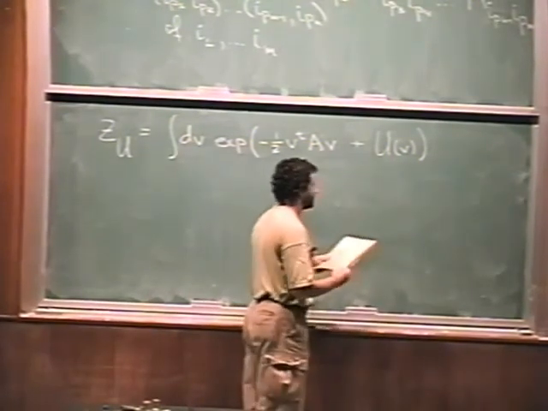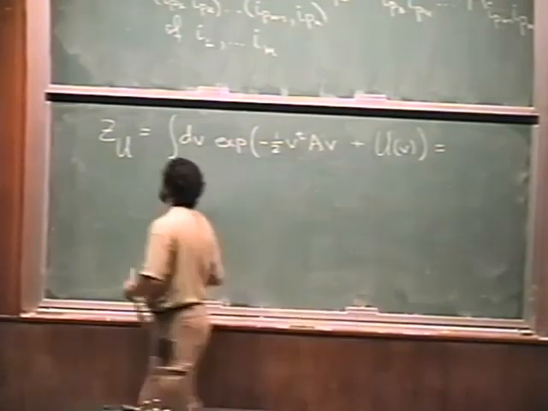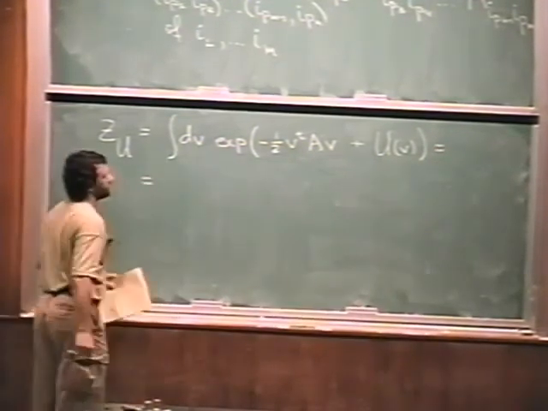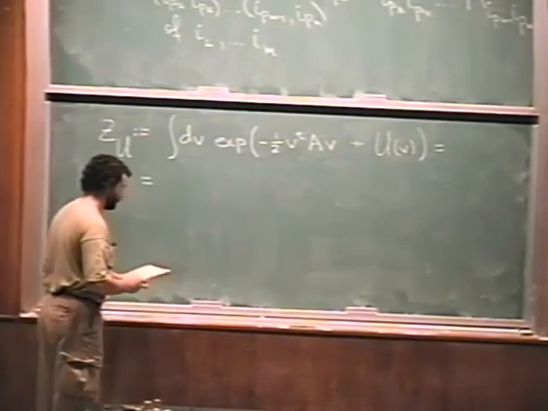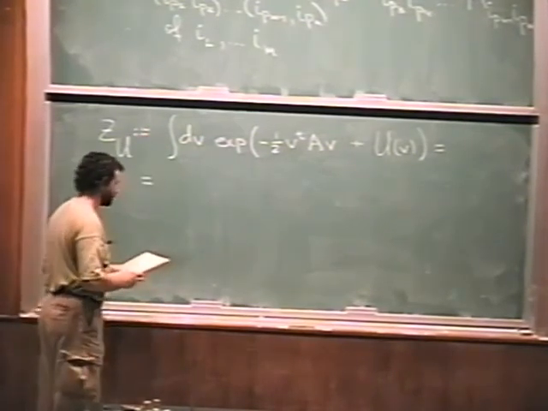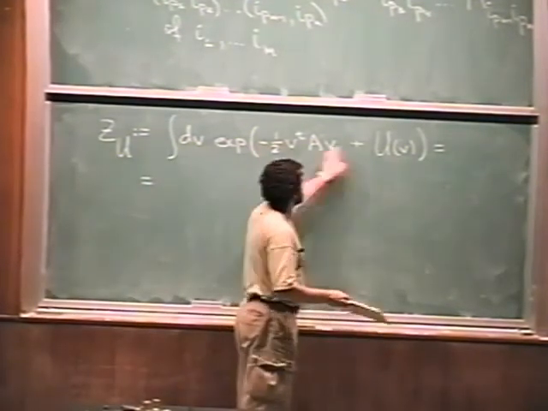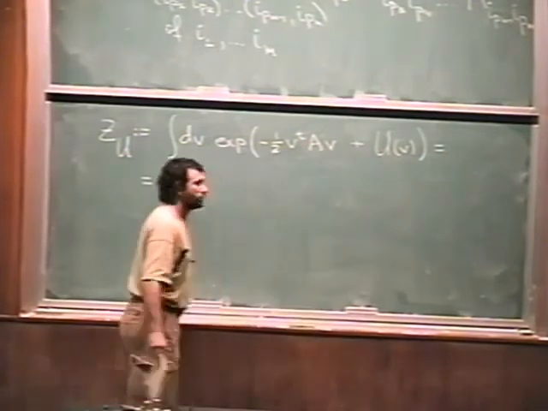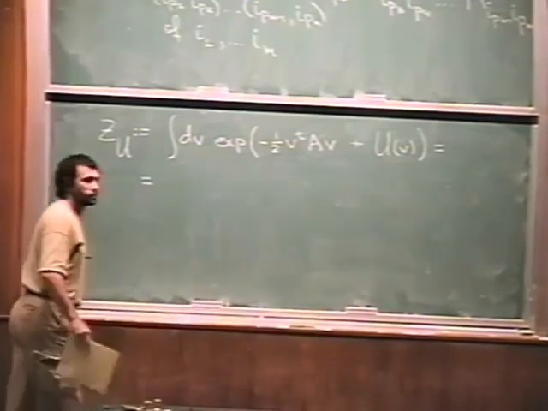So, and then the question is, how can we rewrite this? How can we compute it? So again, this is the notation for this integral. So what will it be? Well, let's write this first as a product of two exponentials, and then expand the second exponential.